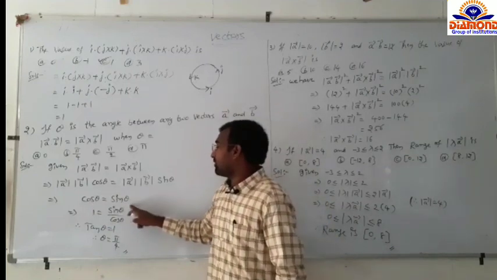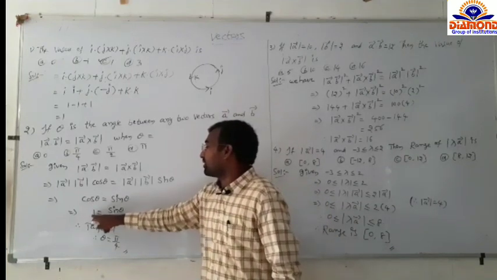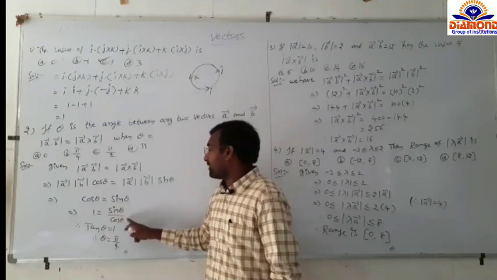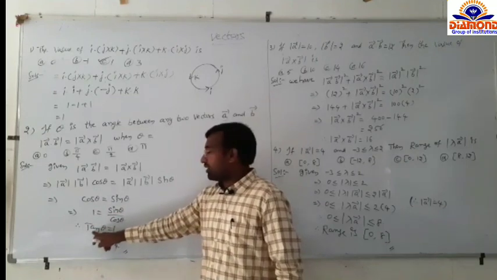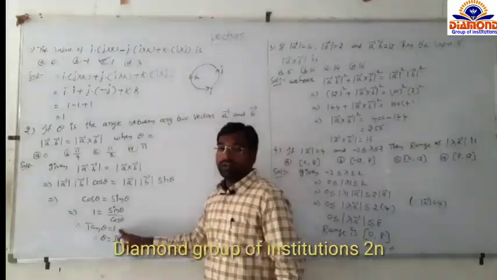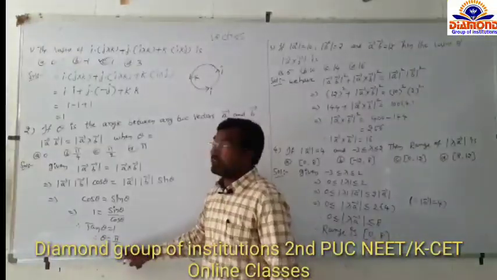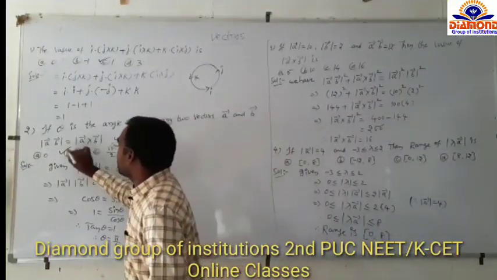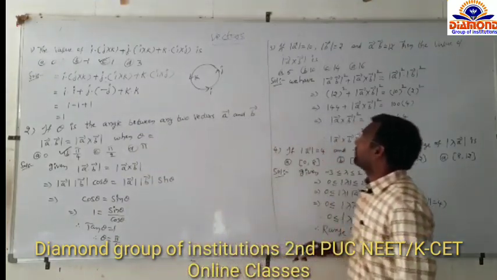Cos theta brings to this side, and you get sin theta by cos theta equals 1. Sin theta by cos theta is nothing but tan theta. Tan theta equals 1 means theta equals 45 degrees. So the option is B. Next problem.